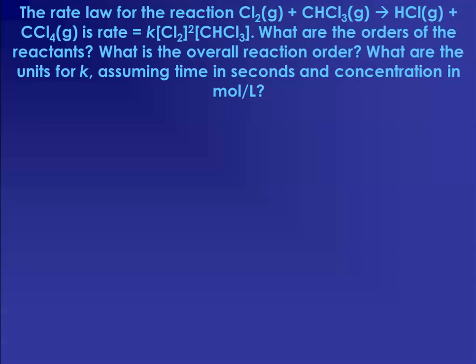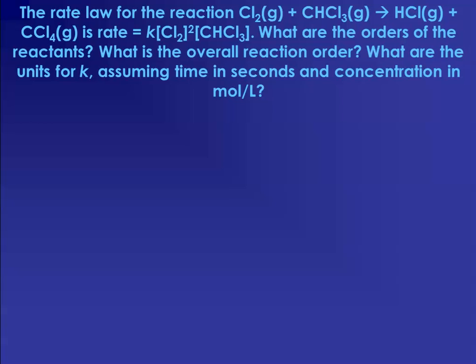So here in this reaction, we have chlorine and chloroform forming hydrogen chloride gas and carbon tetrachloride. And you were told the rate of your reaction is K[Cl2]^2[CHCl3]. I want to know the orders of the reactants, the overall reaction order, and the units for K. And you're given some information about the units of measurement in this rate law expression.